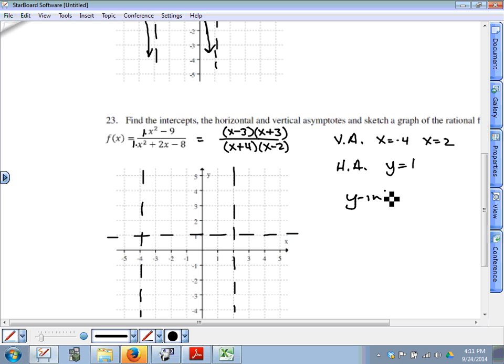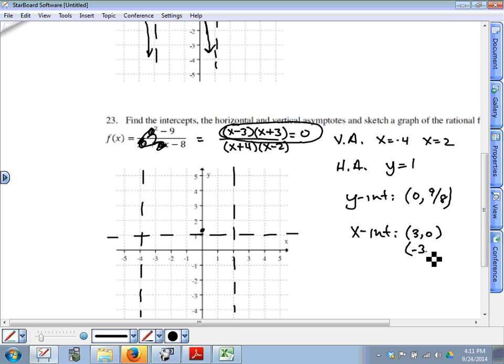Okay, now the y-intercept is found by letting x equal 0. I'm actually going to revert back to the unfactored form. If all of these x's are zeros, then those all disappear. We get positive 9/8. So it's (0, 9/8). Now 9/8 is just slightly larger than 1, so it's right here. The x-intercepts are found by solving the equation in the numerator equal to 0. That's going to give us (3, 0) and (-3, 0).